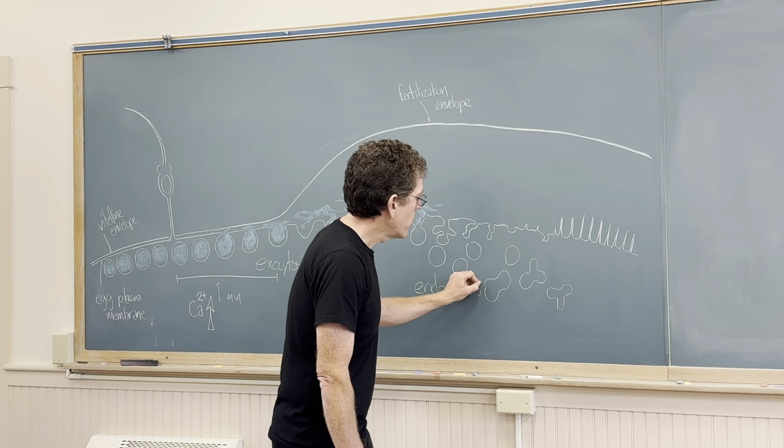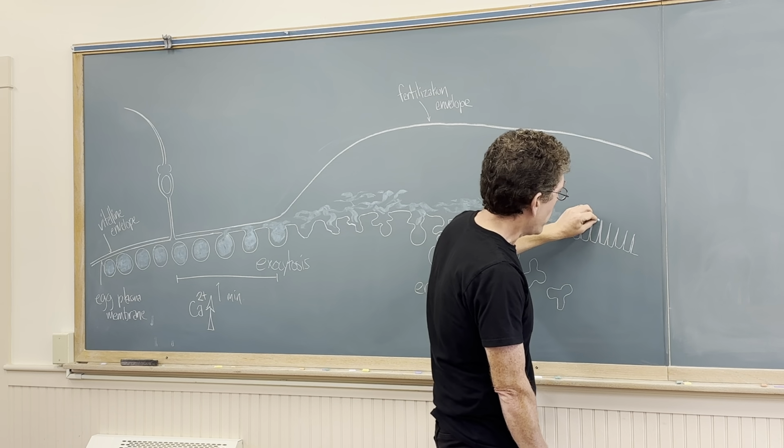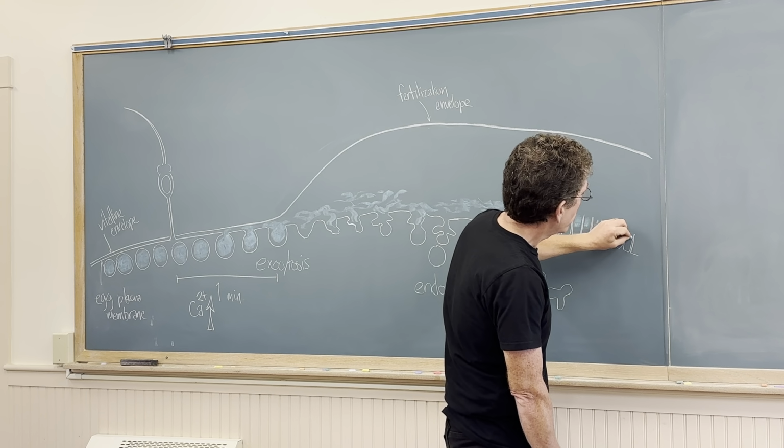Some of this material released by the cortical granules begins to form a kind of gel right over the egg membrane. The egg membrane starts to grow a dense forest of microvilli, and you guessed it, those are based on the extension of actin filaments, as is, in part, this process of reuptake endocytosis.